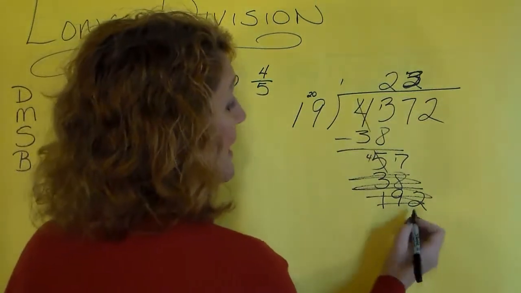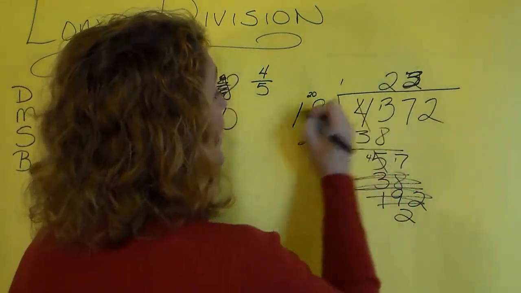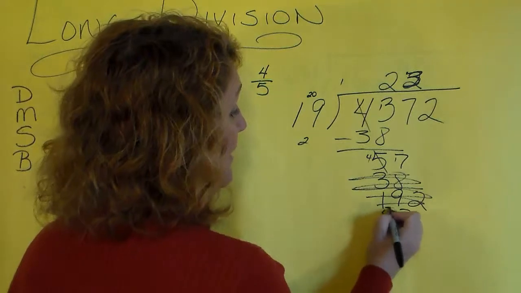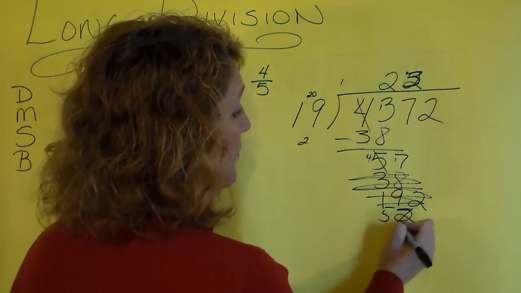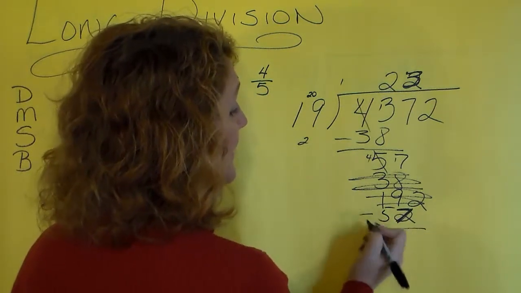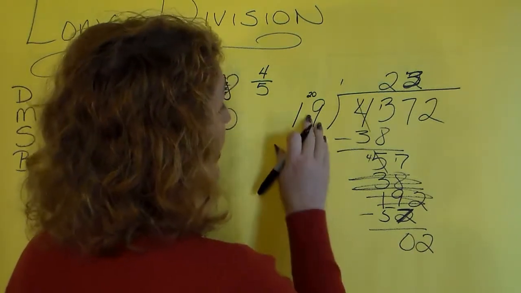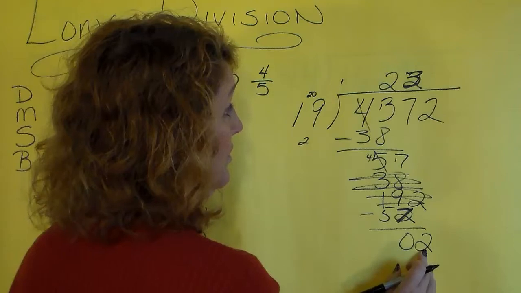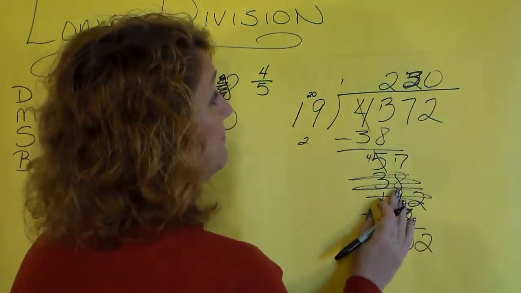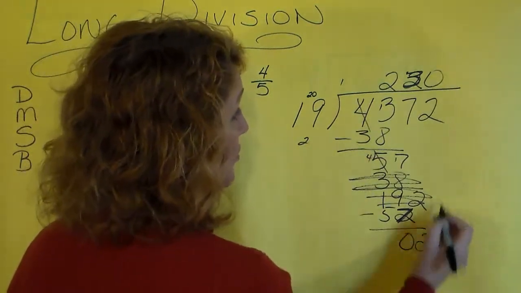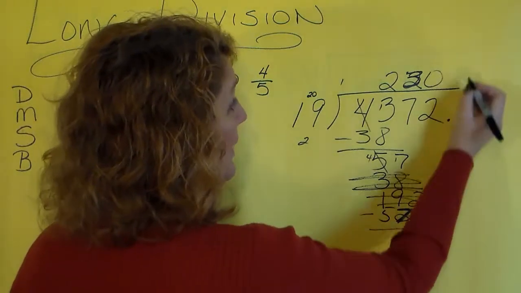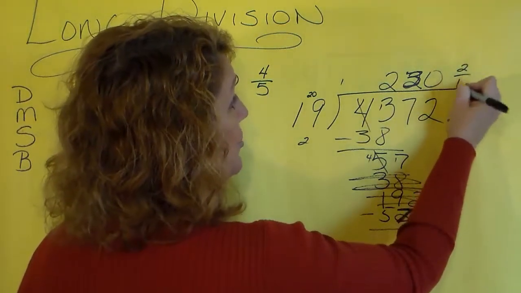3 times 9 is 27. 3 times 1 is 3, and 2 is 5. Wow, 3 times 9 is 27. I just wrote a 2. That's funny. And I subtract and I get 0. I bring down my 2. 19 goes into 2 0 times. 0, subtract. Now, I can do a decimal place, or I can say, and 2/19.